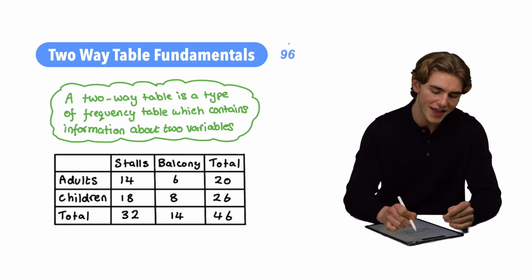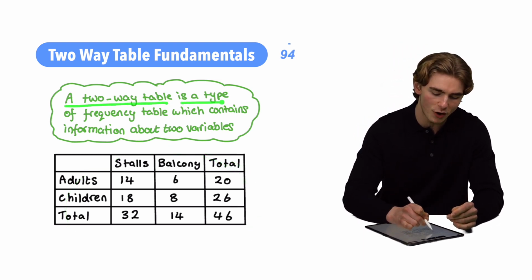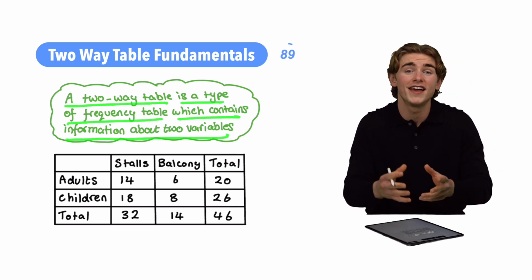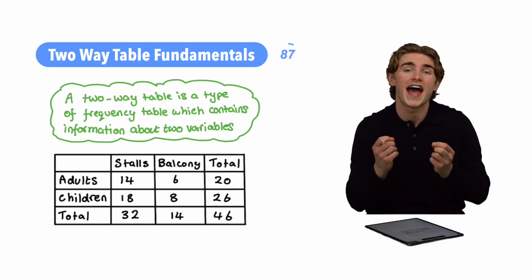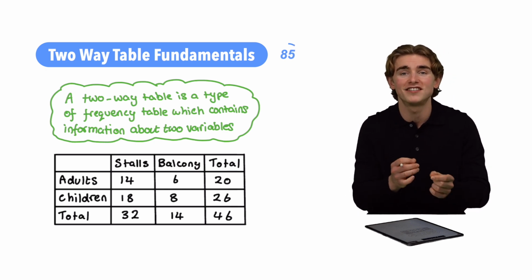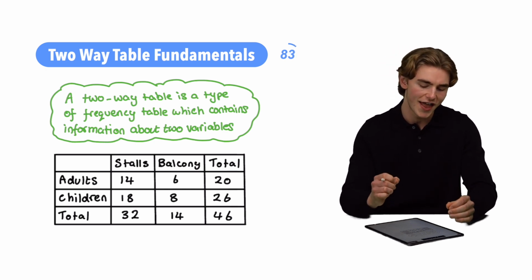Let's have a look. We can say that a two-way table is a type of frequency table which contains information about two variables. So it contains information about two variables and it tells us the frequency with which these different variables occur. Let's have a look at this example.